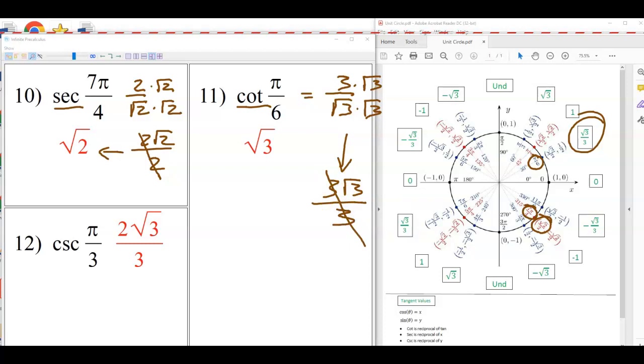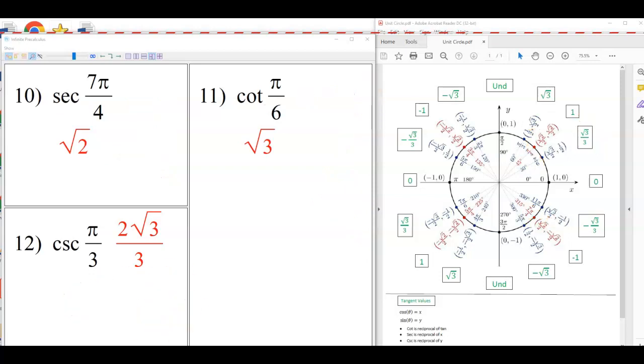Number 12, we're looking for cosecant of pi over 3. Here's pi over 3. Cosecant is the reciprocal of the y value, or the sine value, and that's radical 3 over 2. So if I take that and I flip it over, it looks like this, but once again, we don't like that square root in the bottom, so we multiply the top and the bottom by a square root of 3. And on this one, nothing reduces, so we just leave it like that. All right? So that's evaluating.